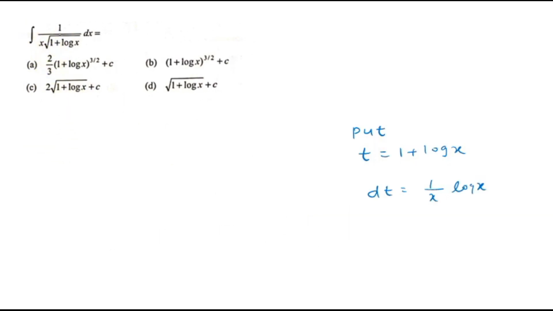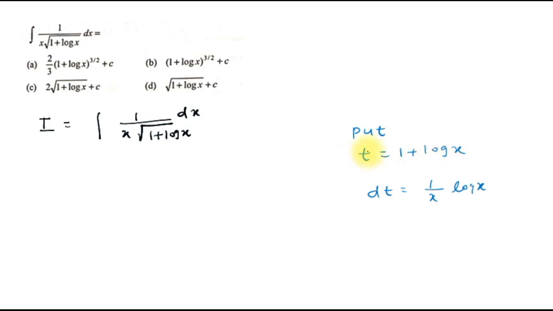Hello dear student, this is your question. Here we have to find the integration. Let the given integration be I, which can be written as the integration of 1 over x under root 1 plus log x dx. Now see here, if we assume that 1 plus log x is equal to t, and as we know the differentiation of log x is equal to 1 over x, so here we wisely choose t is equal to 1 plus log x.